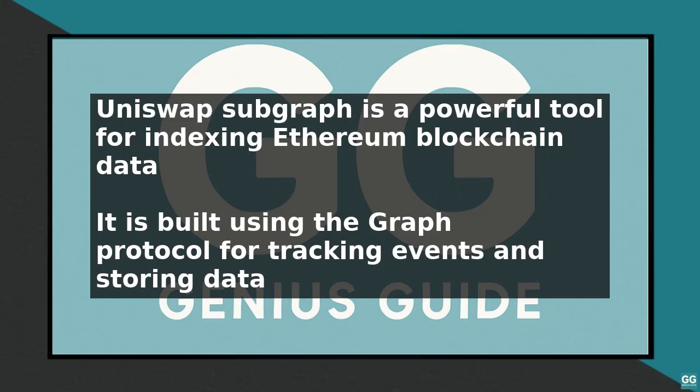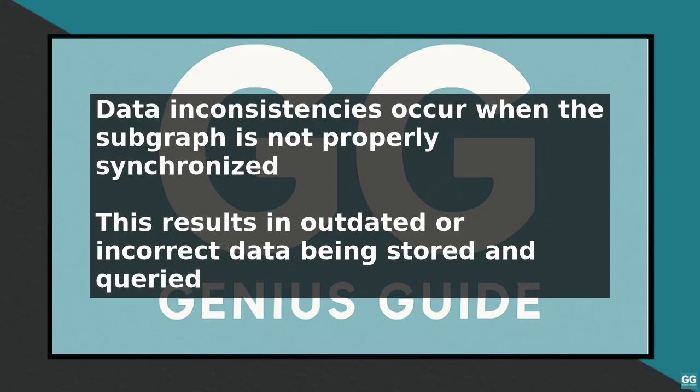Step 1: Understanding the basics of Uniswap Subgraph. Before diving into the issues, it is essential to have a solid understanding of how Uniswap Subgraph works. Uniswap Subgraph is built using the Graph protocol, which allows developers to index and query data on the Ethereum blockchain. The subgraph is responsible for tracking events and storing data in a centralized location, making it easily accessible for querying.